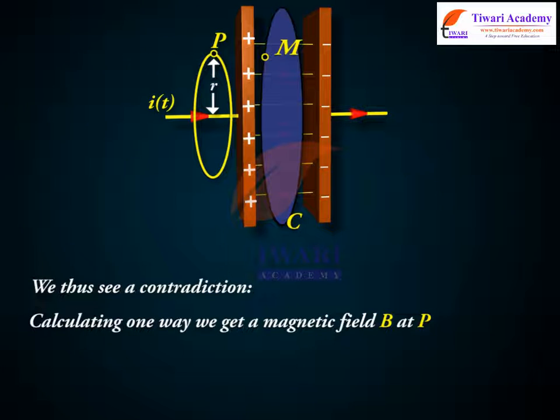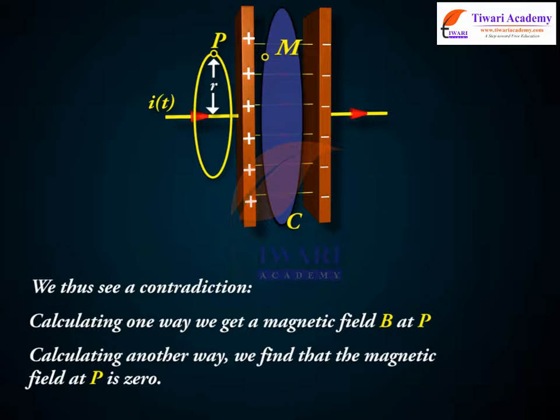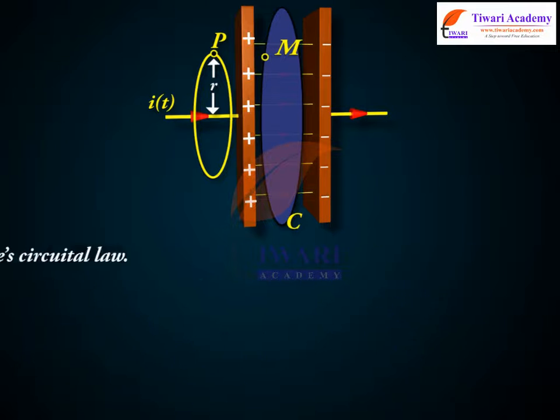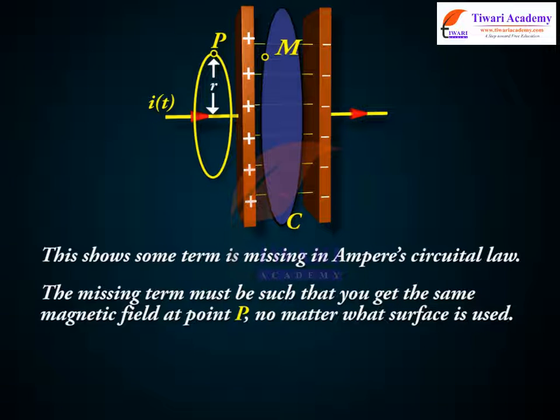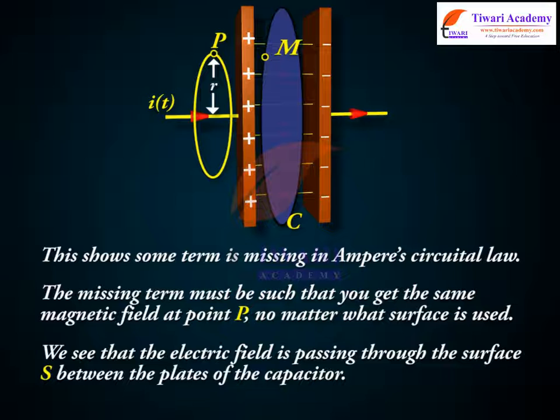Calculating one way, we get a magnetic field B at P. Calculating another way, we find that the magnetic field at P is 0. This shows some term is missing in Ampere's circuital law. The missing term must be such that you get the same magnetic field at point P no matter what surface is used. We see that the electric field is passing through the surface S between the plates of the capacitor.